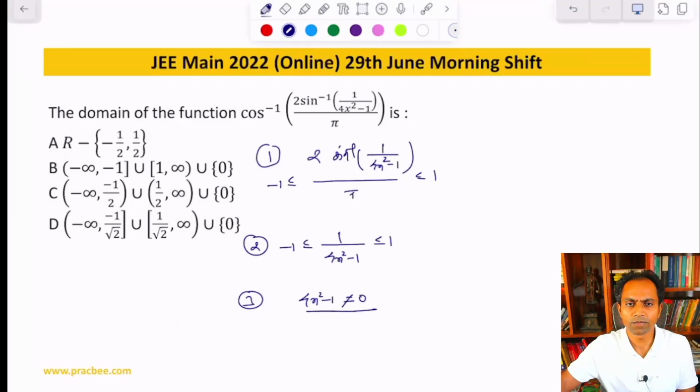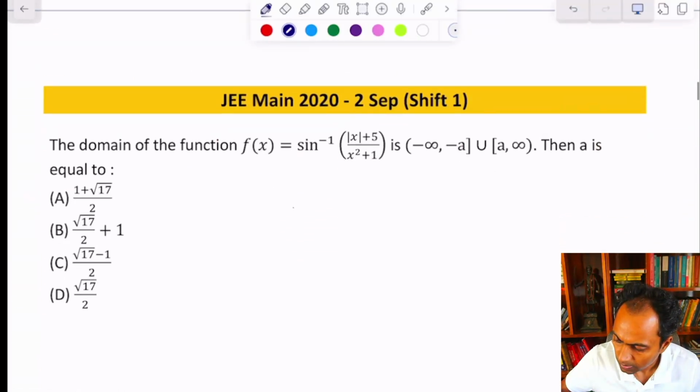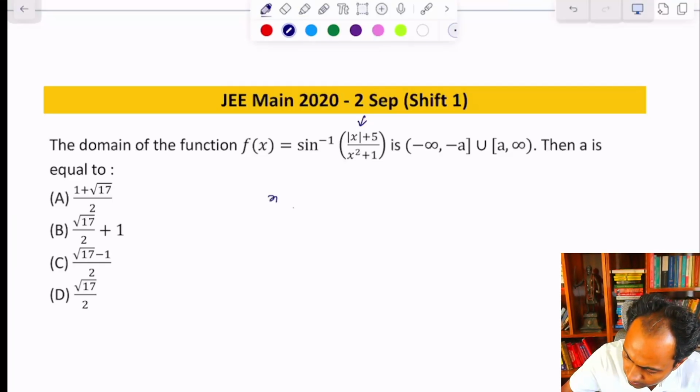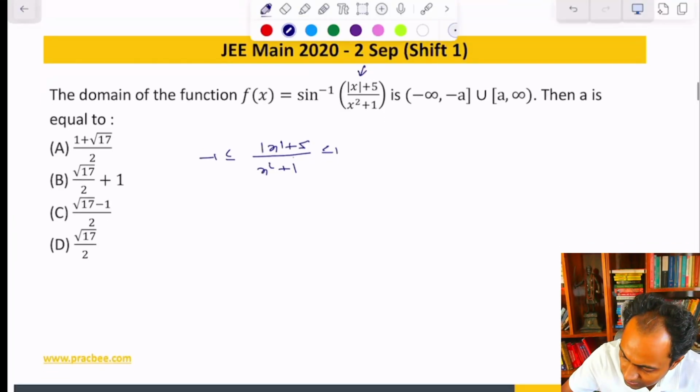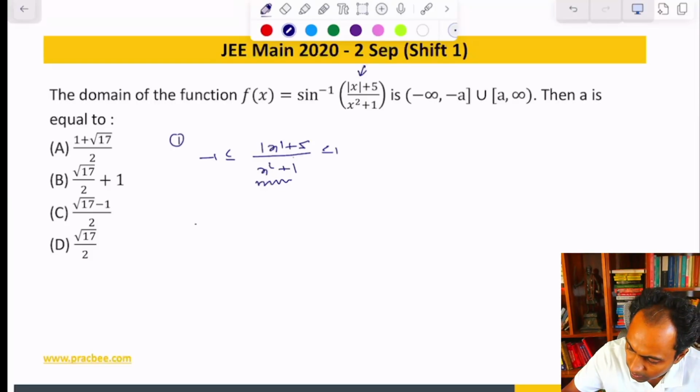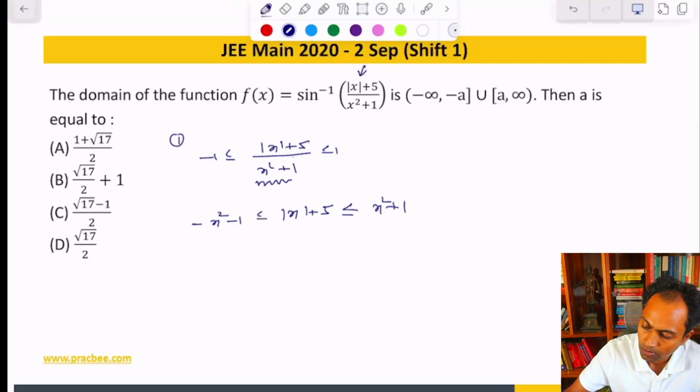I will not solve it further because I just solved it in a question before. A similar kind of question, but a mod is added now. So just for the sake of mod, I will solve it for you. Again, mod of (x plus 5) by (x square plus 1) should lie between -1 and 1. Since this quantity is positive, we can multiply on both sides. Otherwise, we'd have to split it into 2 and consider different cases. But in this case, it is getting simplified. So first I will consider this case, then this case.